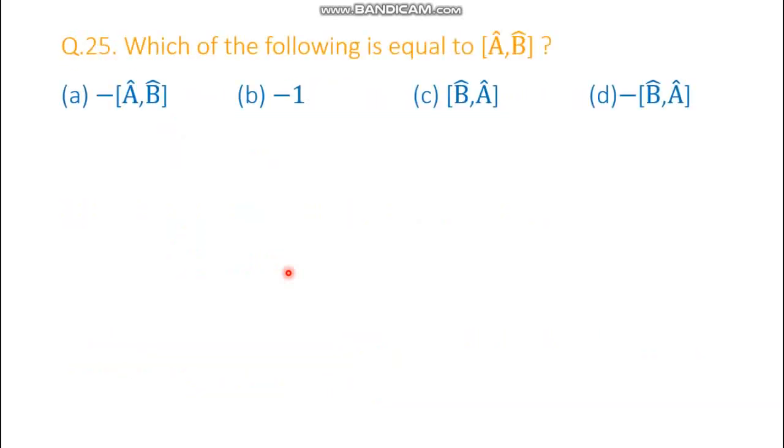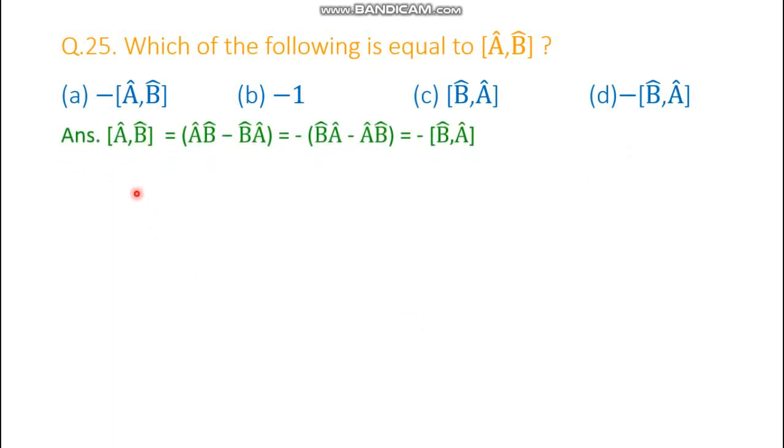Now move on to the questions. Up to question number 24 we have discussed in lecture number 6. So in this lecture number 7 we start from question number 25 for this chapter. The first question of this lecture is: which of the following is equal to the commutator a cap, b cap? These are the options, and the correct answer is this one. Commutator a cap, b cap means a cap b cap minus b cap a cap.